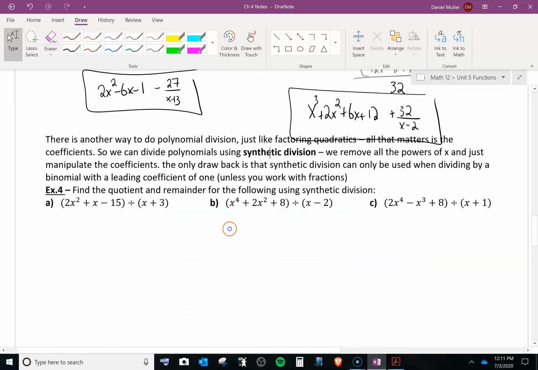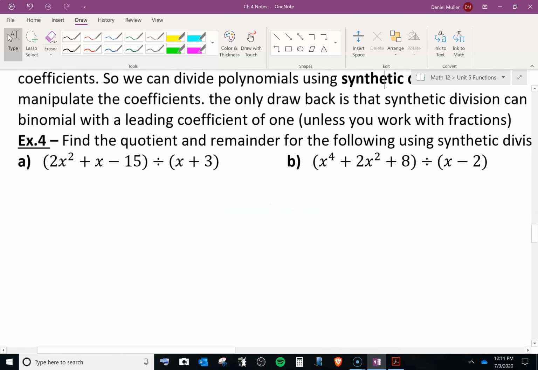We're going to learn a new way. Now this only works, well, the way we're going to teach it, it's only going to work if you have a number like x minus 2 or x plus 3. If you have something with a coefficient out in front, we're not going to learn something like that. So what you need to do is write down the coefficients right away. So 2, 1, and negative 15.